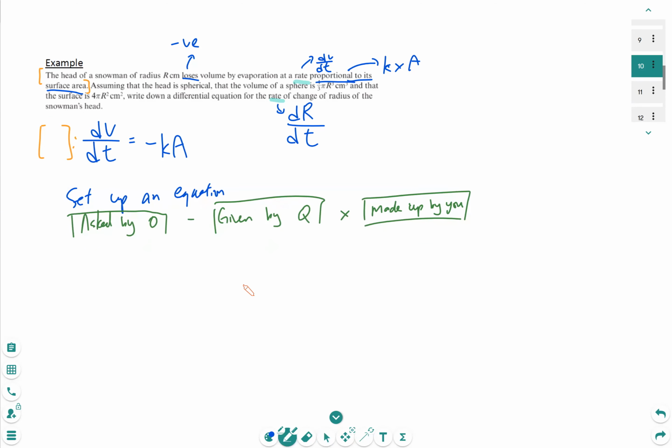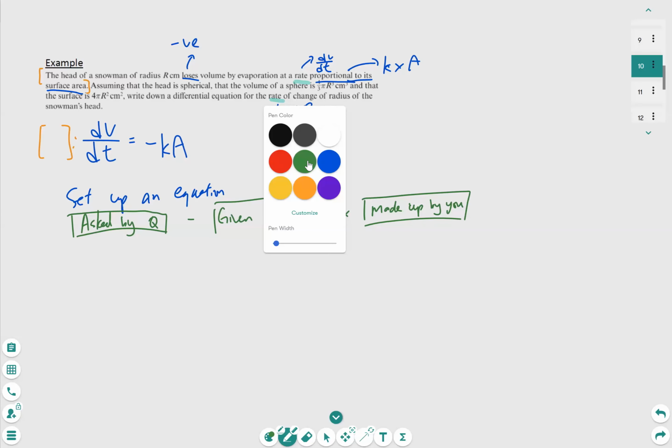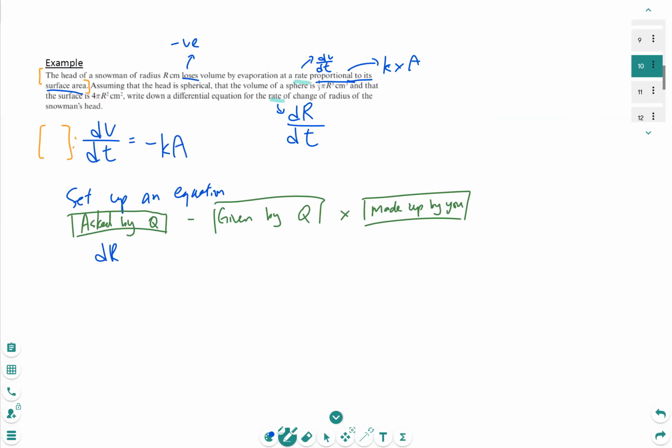Okay, so asked by the question. The question needs dr by dt. So we can set up dr by dt equal to given by question. The question sort of gave us dv by dt, right? Times the fraction made by you. If you remember the shortcut from last lesson, this is going to be the numerator, and this is going to be the denominator. So dv by dt is negative k a, so dr by dt. Now the construction part is sort of done. What we need to do is just simplify.